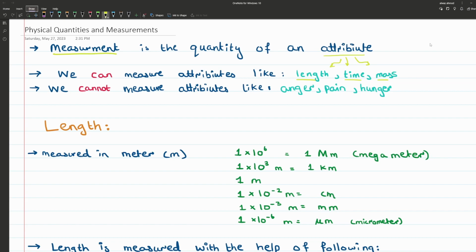However, there are a few attributes that we cannot measure, such as emotions like anger, pain, or hunger. We can't measure these emotions with numbers. So these are attributes that we cannot measure.